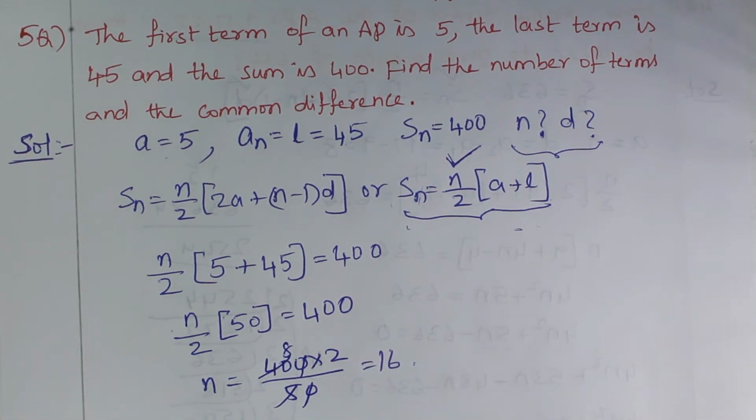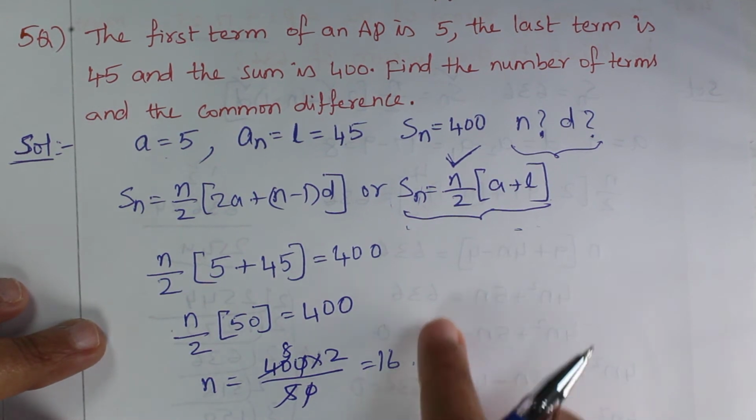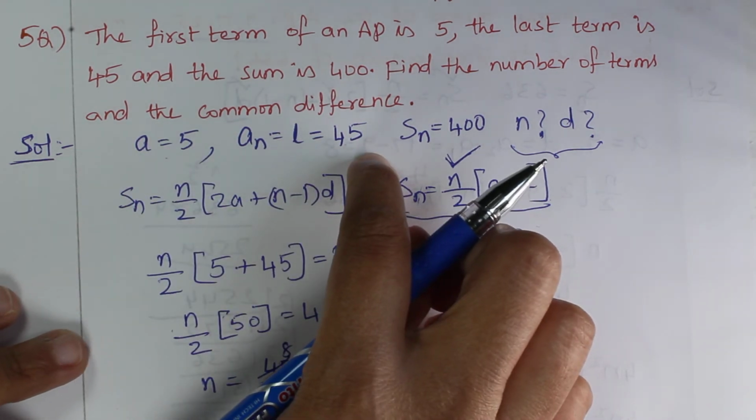So how many terms are there in this series? 16 terms are there in this series. And the sum of the 16 terms is 400. And the first term is 5 and the last term is 45.